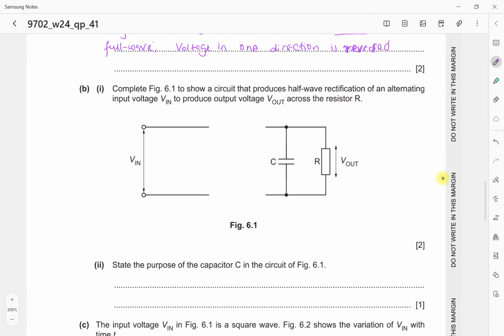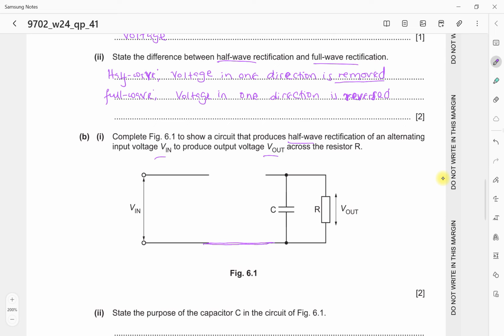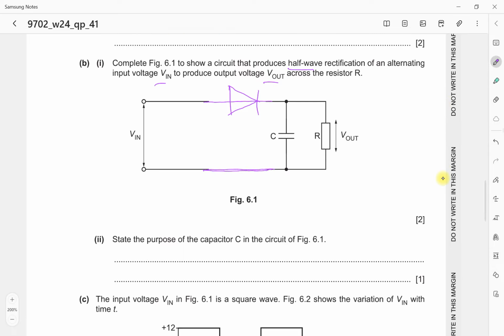Complete the figure 6.1 to show a circuit that produces half-wave rectification of an alternating input voltage V in to produce output V out across the resistor R. So to have half-wave rectification, we need a diode. So I will join this part here. I don't need it. Because it's half-wave rectification, I'm only going to draw one diode. So I'll draw this diode here. Okay, so that is half-wave rectification.